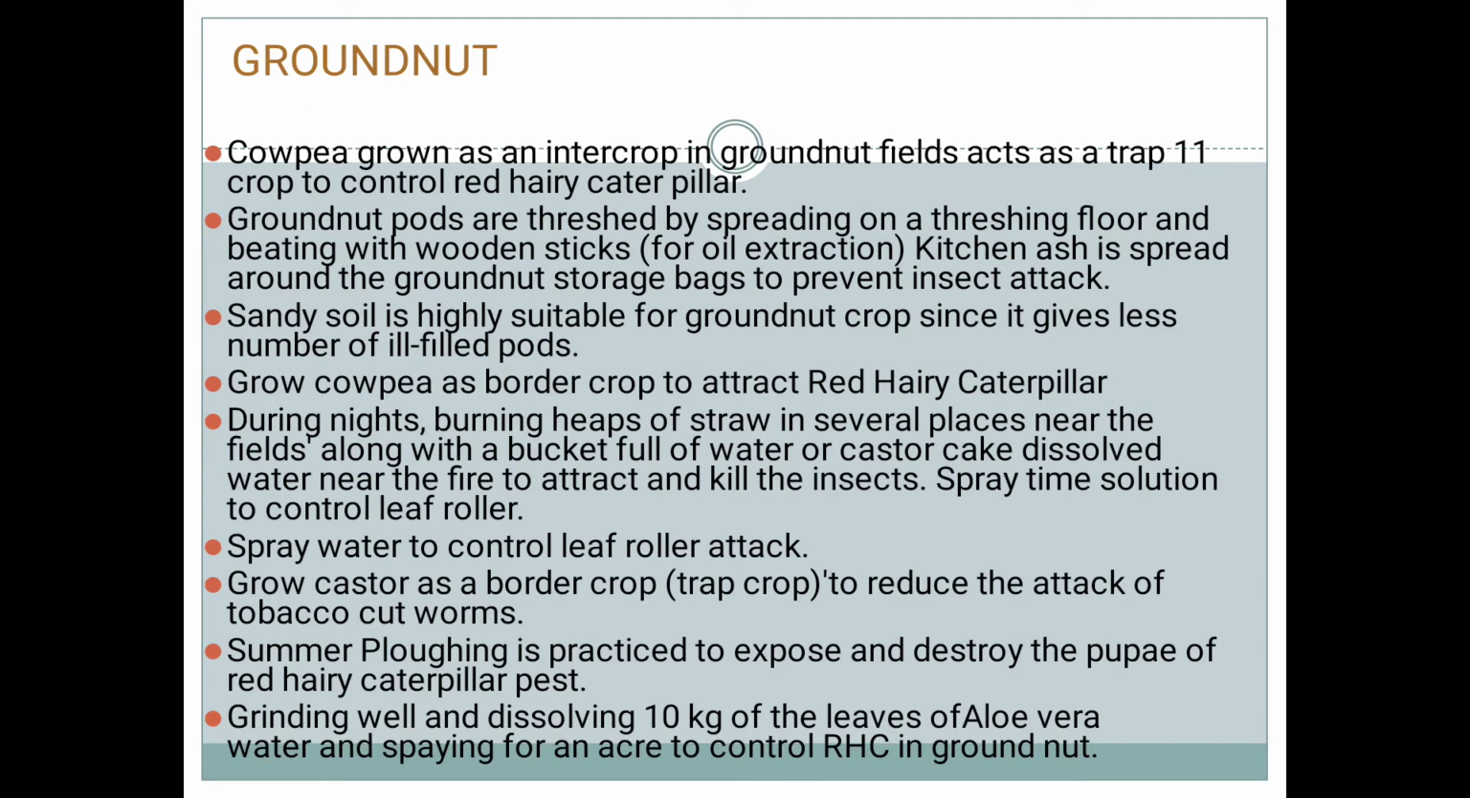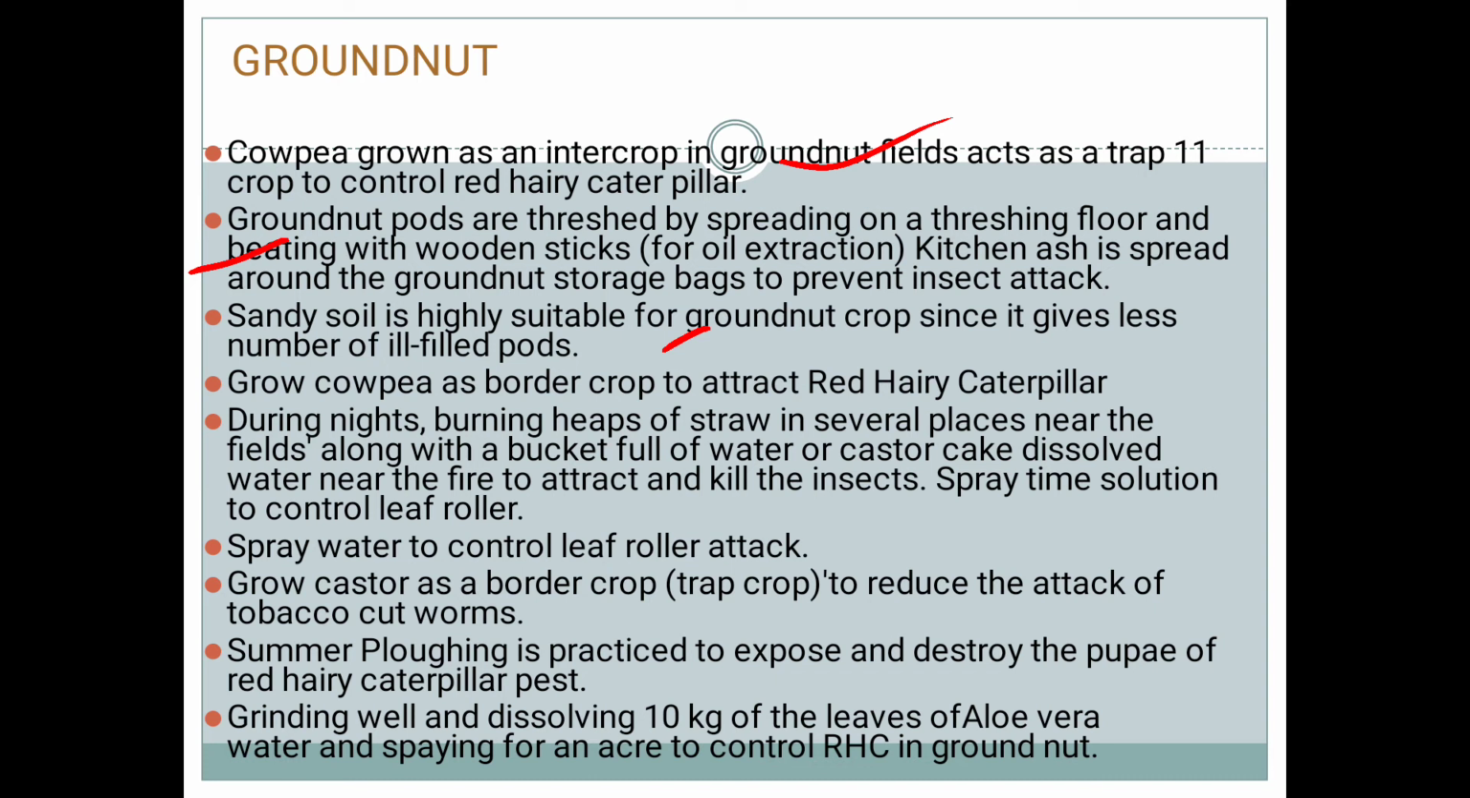Next crop is the groundnut. Cowpea grown as an intercrop in a groundnut field acts as a trap crop to control the red hairy caterpillar. Groundnut pods are threshed by spreading them on the threshing floor and beating with wooden sticks. Kitchen ash is spread around the groundnut storage bag to prevent insect attack.